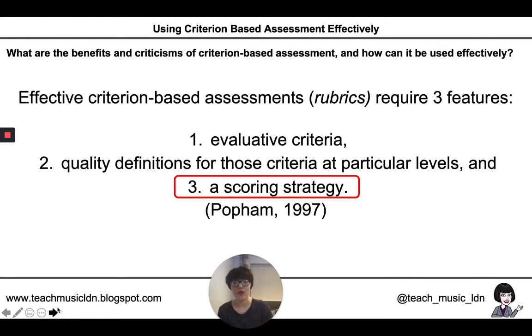You don't know just from looking at that number what it is they can or can't do. Is it lines and spaces? Is it rhythms? Is it time signatures? And so that's where that marking comes in.